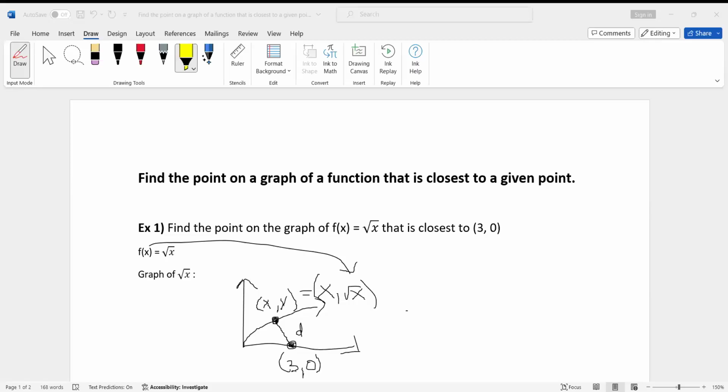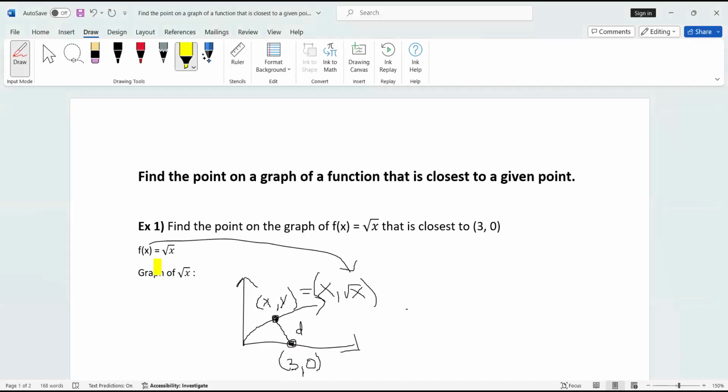All right, so we want to find the point on the graph of the square root of x that's closest to this point (3, 0). So if we think about the graph of the square root of x, remember, it will always be positive. So we will have an increasing graph, and we want to identify some point (x, y) that's closest to 3. 3 is right here on the x-axis.